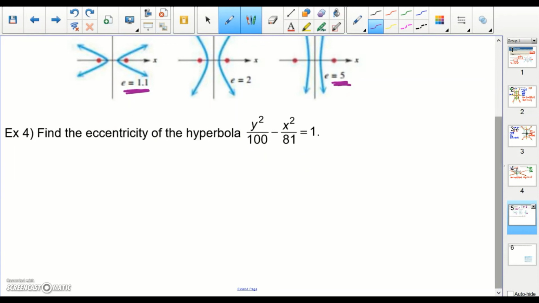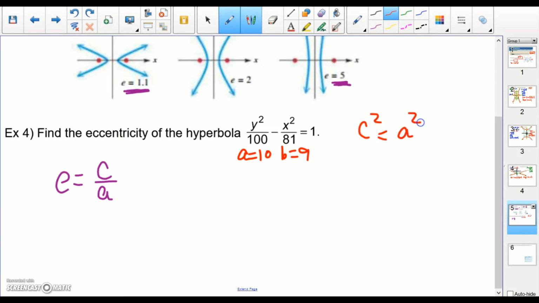Example 4, find the eccentricity of the hyperbola given there. So we know e equals c over a, and we can't really see some of those numbers. We would see that a equals 10 and b equals 9 from this. And so we have a formula for hyperbolas that says c squared equals a squared plus b squared. A squared being 100, b squared being 81, c squared is going to equal 181. So c equals the square root of 181.